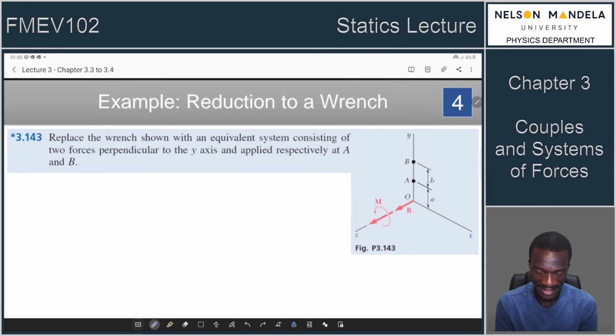So they are telling us that they want us to replace this range with an equivalent system consisting of two forces that are perpendicular to the y-axis, applied at A and B. If they are perpendicular to the y-axis, they have to be what? At right angles. So let's just say maybe there, that's at right angles. So that could be one of the forces. We could also have another one, obviously, so it has to be like this, so that it is also at right angles to that. So you can obviously now generate your forces, a force at point B in the Z direction, a force at point B in the X direction.